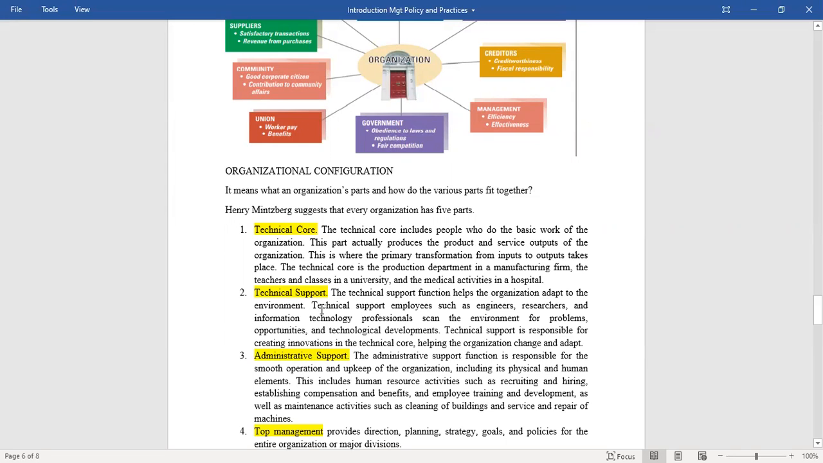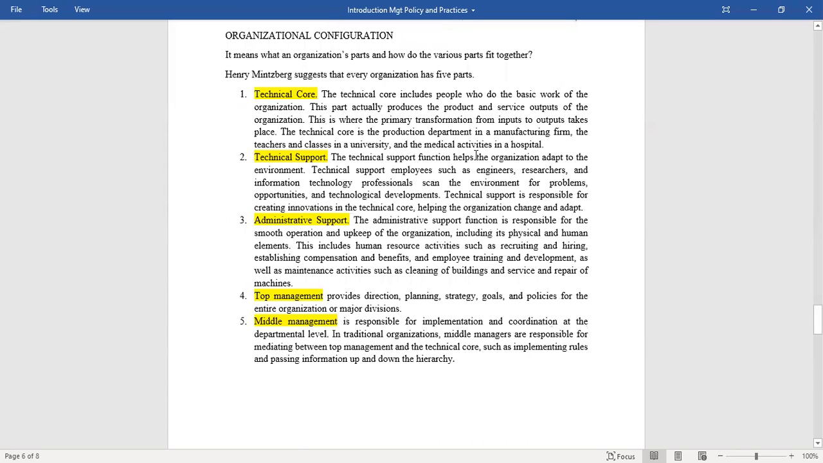Then technical support. The technical support helps the organization adapt to the environment. Technical support, such as engineers, research, and information technology professionals, scan the environment for problems, opportunities, and technological development. Technical support is responsible for creating innovations in the technical core. ठीक है, दूसरी चीज आ जाती है आपकी टेक्निकल सपोर्ट. यह कोर और उसकी सपोर्ट, which will help to bring about innovation into the technical core. So this is also very important. Sometimes it's ignored, but this component nevertheless is very important for a postmodern organization.